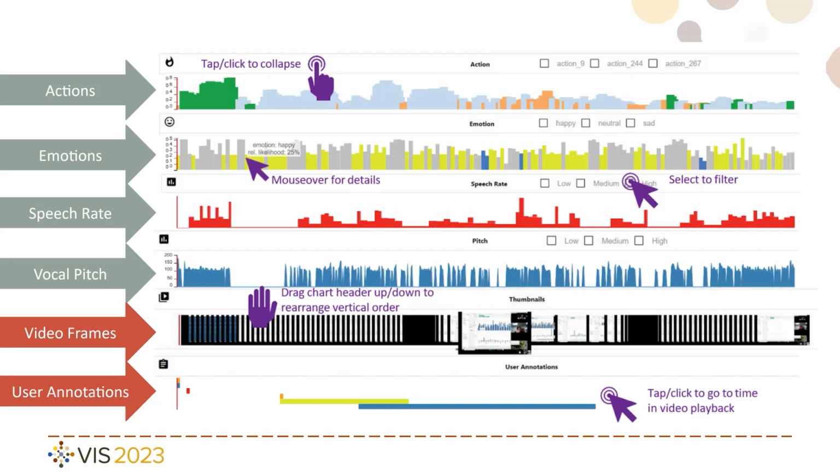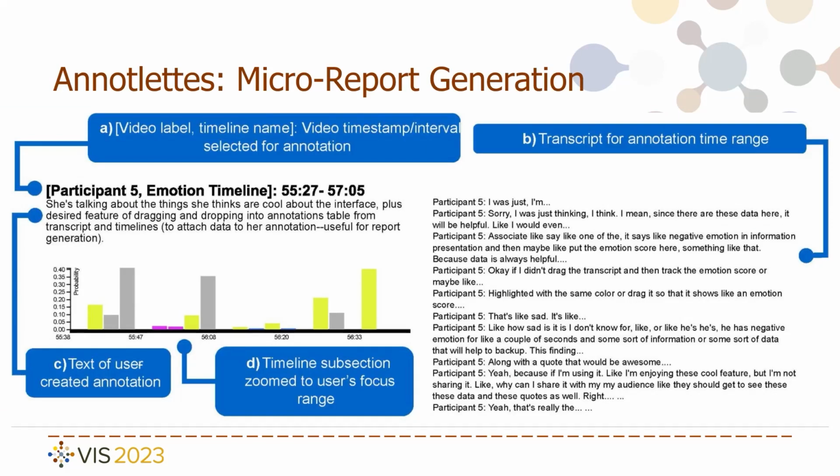And the user could then generate annotlets, which are micro report elements that are PDFs or SVGs, or images, that can be inserted in other documents. It's really comprised of a chunk of the timeline that the user annotated, a transcript snippet from that time range, and the user's notes, their annotations.